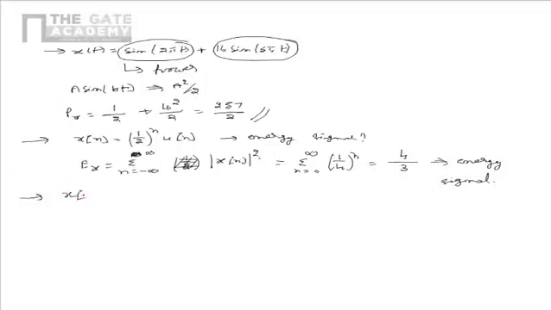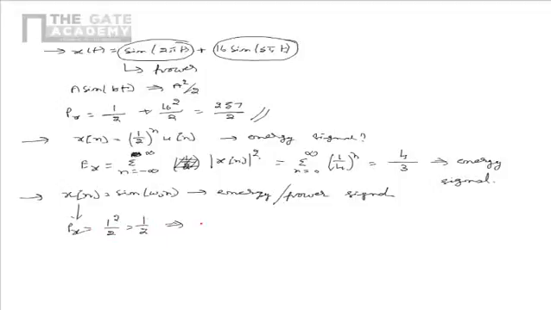Now let us consider another signal x of n is equal to sine omega naught n. Check if it is energy or power signal. We know that for the given signal x of n, the power Px is given as 1 square divided by 2, which is 1 by 2. As the power of the signal is finite, it is power signal. As power of the signal is finite, energy of the signal tends to infinity. From this, we see that the given signal is not energy signal.